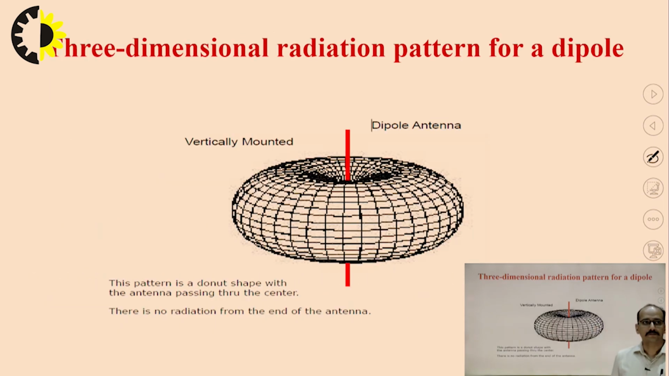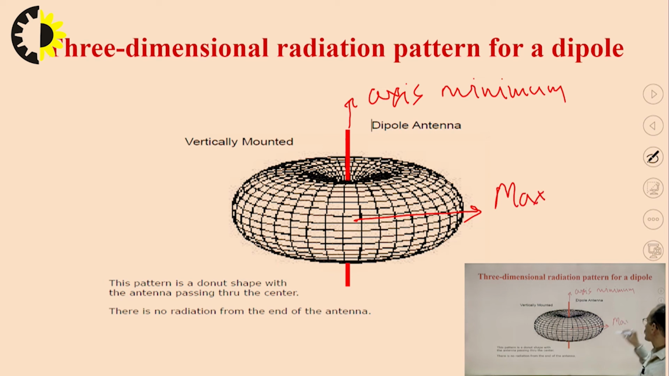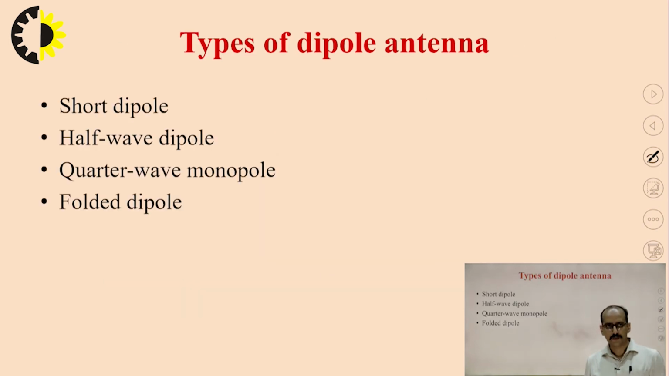Then this is the 3-dimensional radiation pattern for a dipole antenna. You can see that this is a donut type structure. This is the antenna placement, this is the perpendicular side. This is the antenna axis, and the radiation is minimum in this direction and maximum in this direction. So this radiation pattern will greatly help in the dipole selection of the antenna in the satellite.